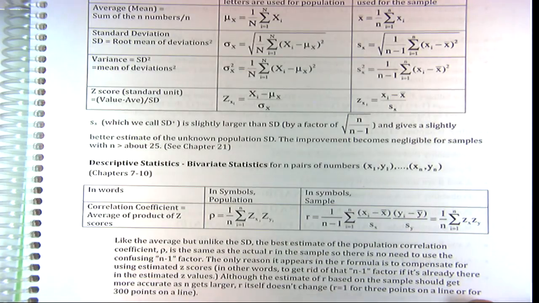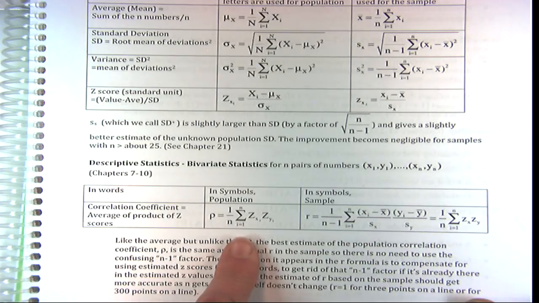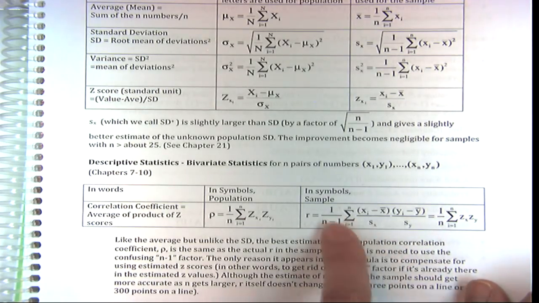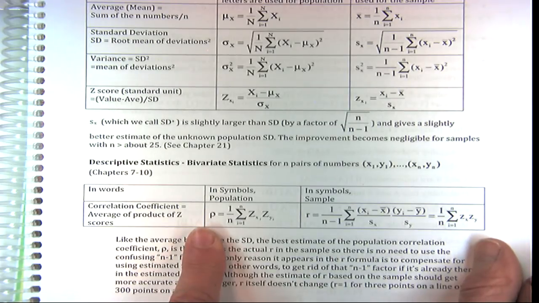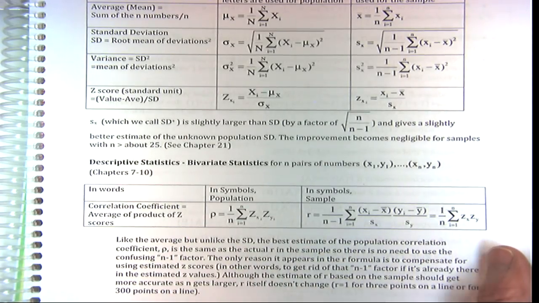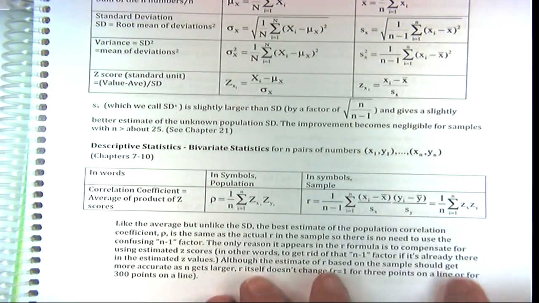And for each person, you multiply the z of x times z of y, and then you take the average of that. That's the correlation coefficient, and here it is in symbols, too, and for the sample. This is one of the few where the sample's the same, so you don't have to worry about that n minus 1. You can just do the same thing. It's explained here. All right, but that's enough digression.